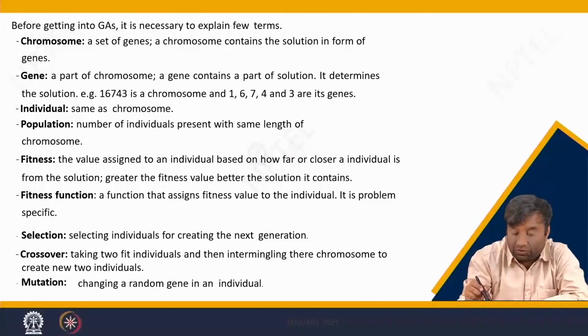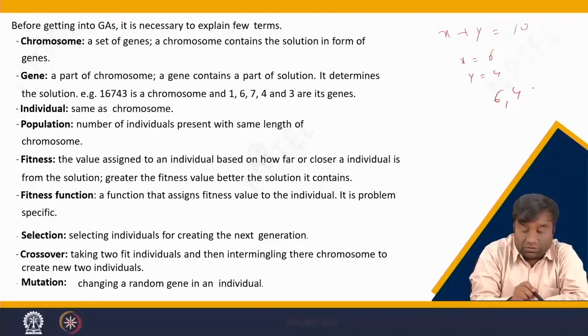Suppose you are going to solve the equation x plus y equal to 10. So we assume x equal to 6 and y equal to 4. Here 6 and 4 are the genes, and together 6, 4 can be written as a chromosome. So a gene is a part of the chromosome. A gene contains a part of the solution.